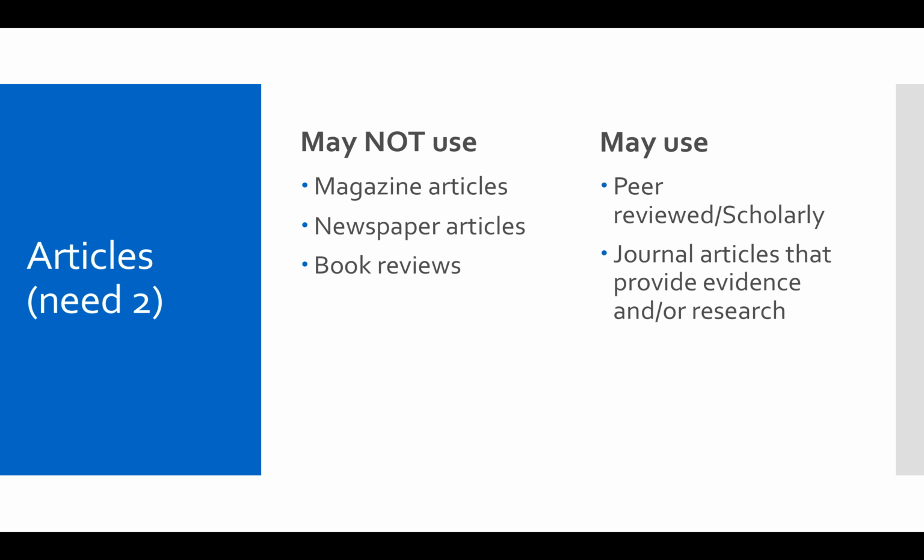So what can you not use for those 2 articles? You can't use magazines, you can't use newspapers, and you can't use books or book reviews. What you can use are peer-reviewed scholarly articles, and that means they have to come from a journal, and part of what you're doing there is you're finding evidence. So again, that reference list is important, and then a methodology is important.